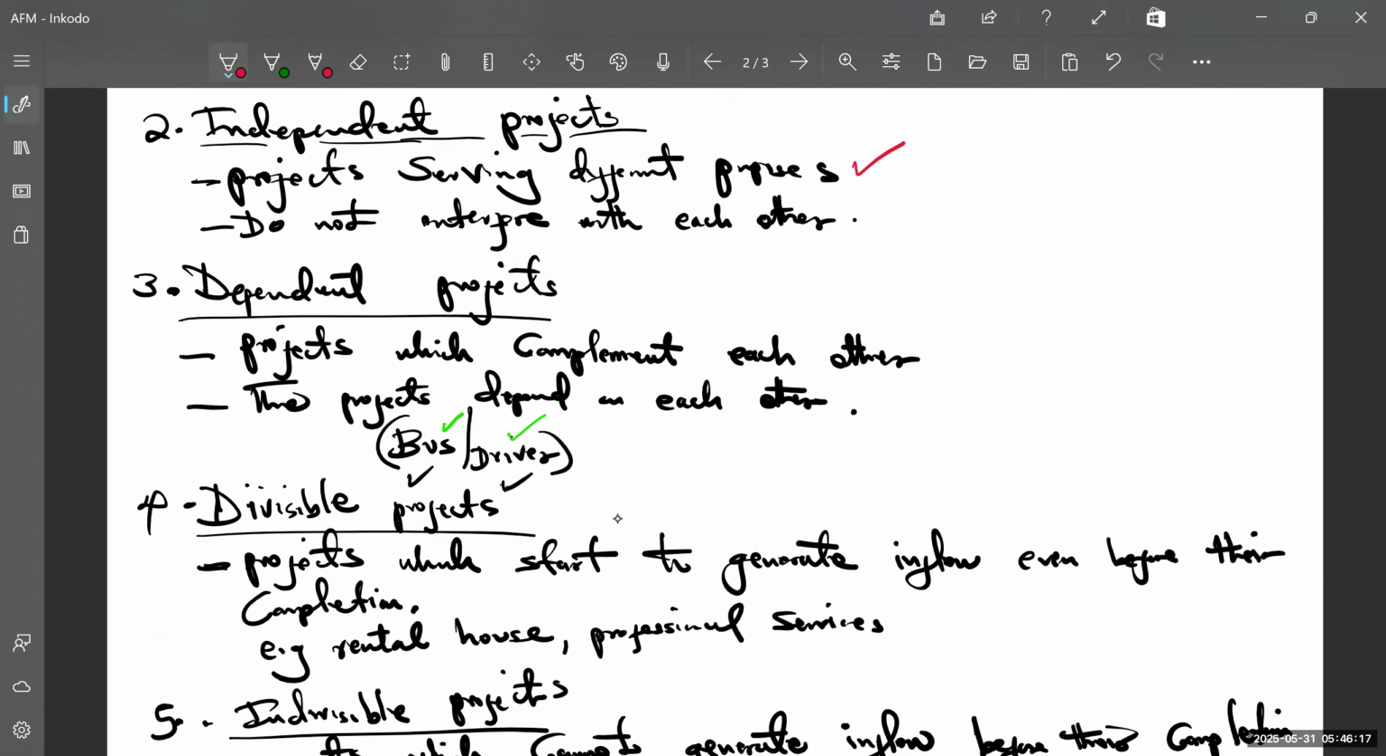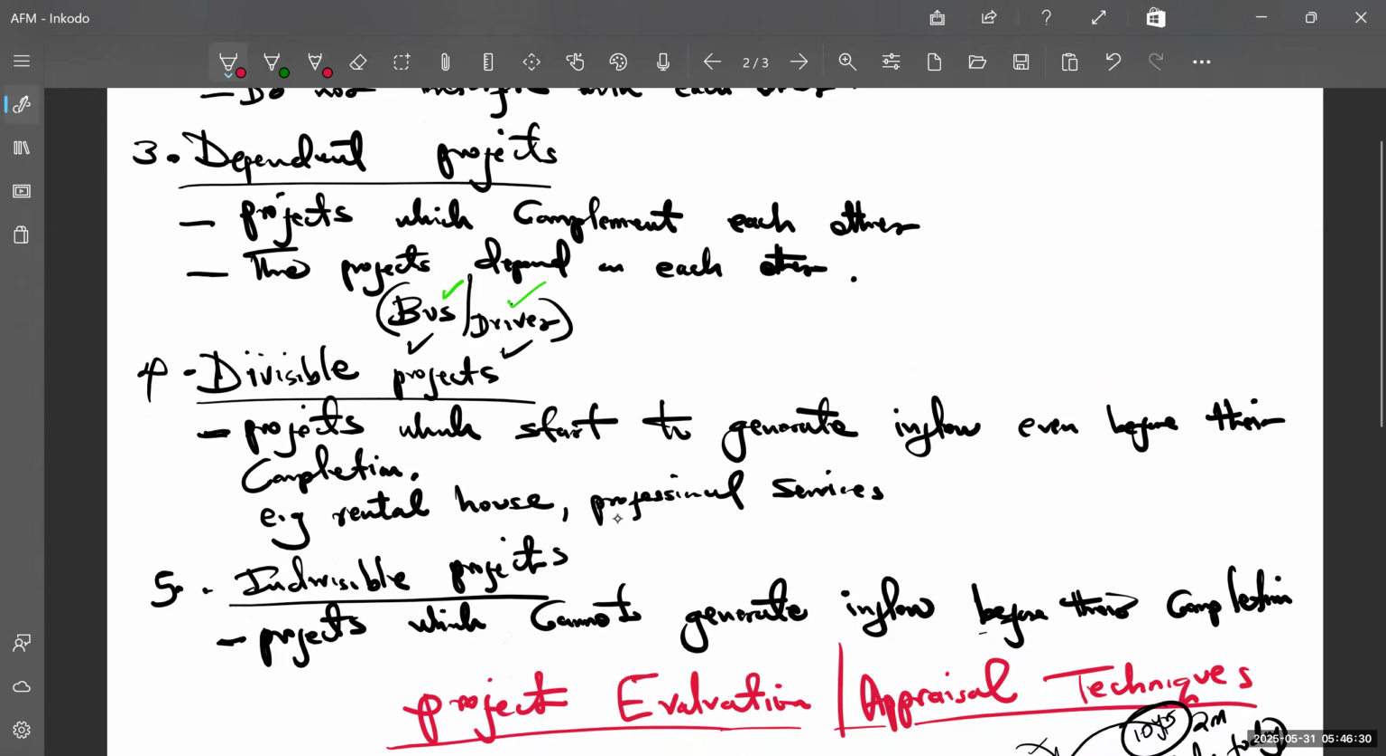One project depends on the other. The bus cannot drive itself. You have to engage a driver to drive that bus. Those are dependent projects. That is the third type of capital budgeting projects. What of the fourth one, ladies and gentlemen? We call them divisible projects.